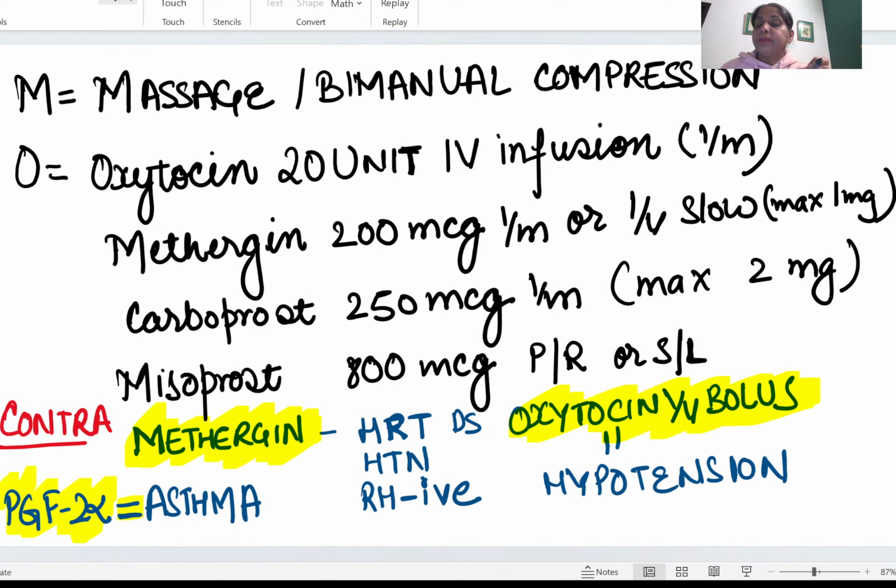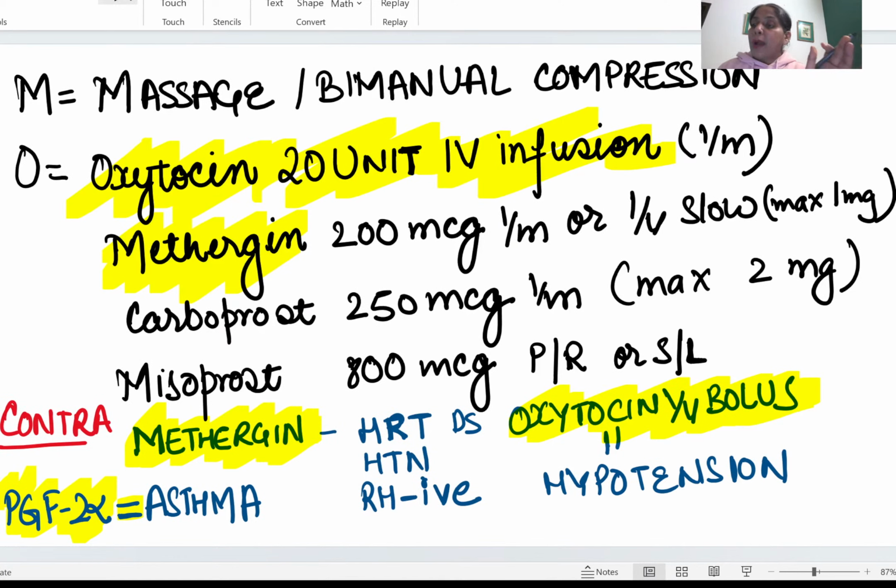Just remember their doses. The first drug of choice is oxytocin, and 20 units we give as IV infusion. First we had given 10 units. Then the next drug to be given is methergin. As you have to learn the emergency contraception doses, in a similar way you have to learn these PPH doses. The methergin dose is 200 mics injection. Maximum 1 mg we can give, that is 5 injections at a gap of half an hour.